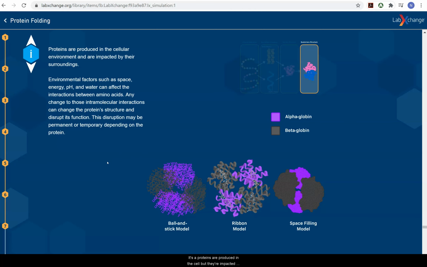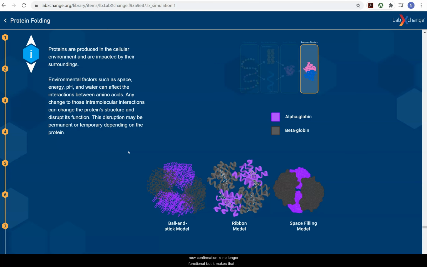Right, so proteins are produced in the cell, but they're impacted by the surroundings. So if the environmental surroundings of the cell change, for example, the pH changes, or suddenly these proteins are dissolved in oil rather than water, their three-dimensional folding is also going to change. That can disrupt the protein's function. So that's why when you cook proteins, or like when you fry an egg, the conformation of those proteins changes. It unfolds the protein and then refolds it in a new conformation.